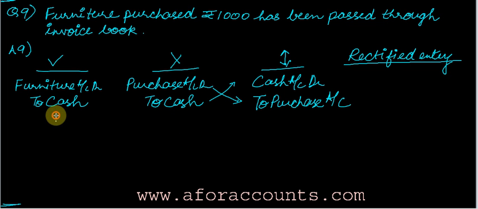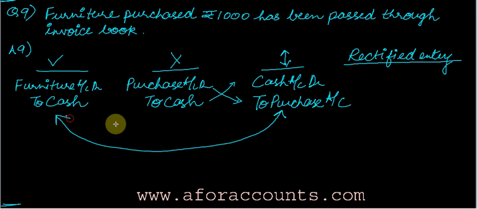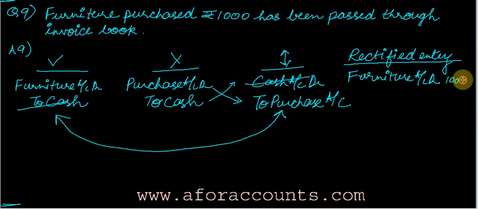Now I will compare the right and the reversed entry. Can I cancel something? Yes, I can cancel cash with cash. So my entry will be furniture account debit by 1000. So debit has been put into debit here and credit purchase has been brought here to purchase account.